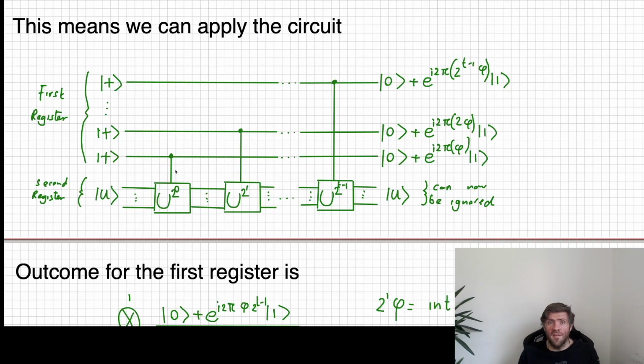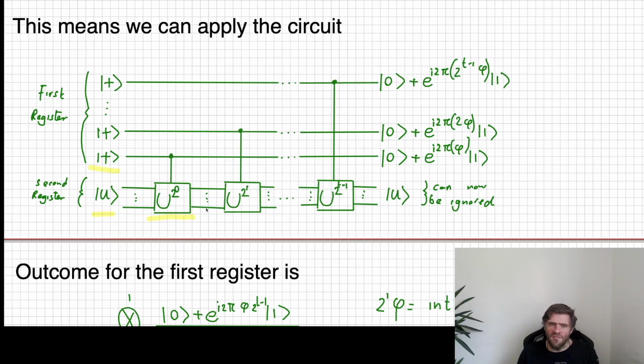This means we have the ability to apply the following circuit. We start off with a register in which we're going to assume everything is initialized as plus. Okay, so there's a hidden assumption here: we assume that we can do a Hadamard and rotate lots of zeros to pluses. We have a second register, a second collection of qubits, which are initialized in this eigenstate. And then we have our controlled operations. This one is a controlled version of u to the power of 2 to the 0, which is u to the 1, so it's just u.